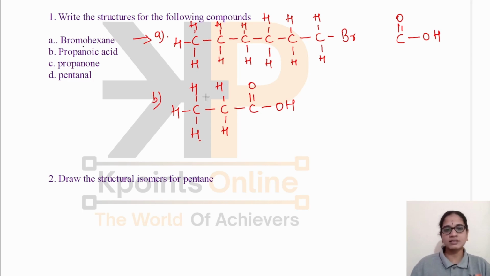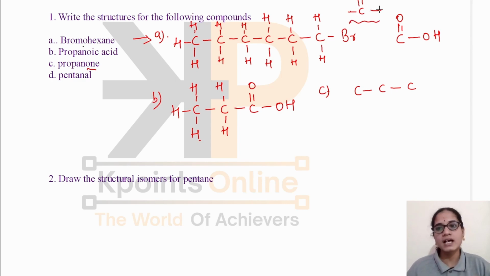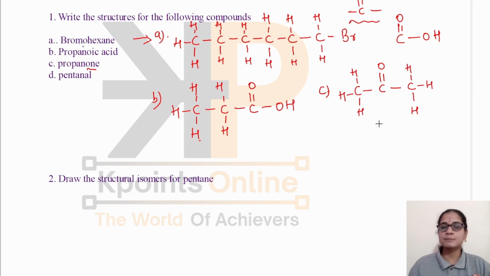Propanone. Yes, this is the third compound whose structure is to be written. See, prop: again, it consists of 3 carbon atoms. And "one" means it is a ketonic group. What is the ketone group? CO. This is a ketone group, and these two ends are attached to the 2 other carbon atoms. So I will write CO here. Then I will satisfy the remaining valencies of carbon with hydrogen atoms. This is propanone.